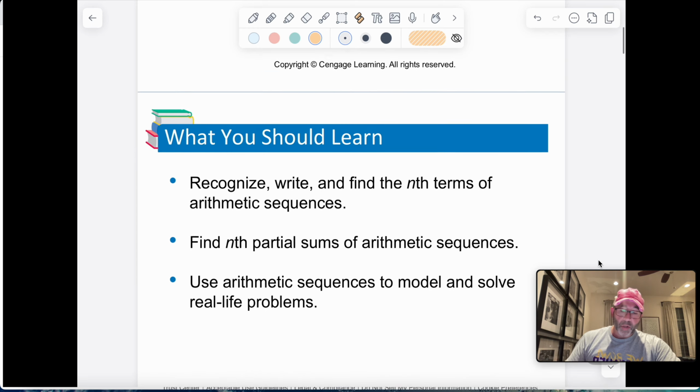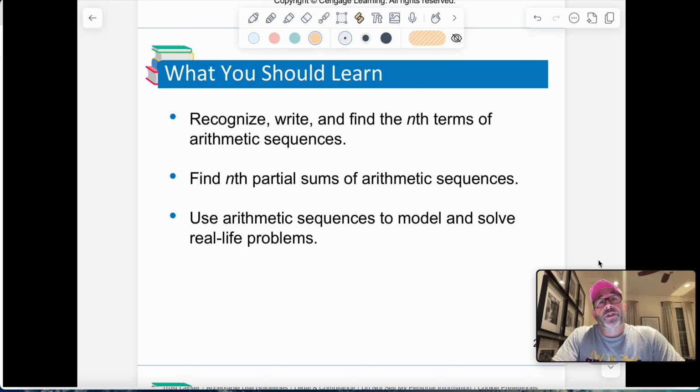So let's get started. What you should recognize when all is said and done with this section is how to write the nth term of an arithmetic sequence, how to find partial sums, which means we're adding up a certain number instead of an infinite number of values. And then we're going to use arithmetic sequences to model and solve real life problems. Okay?